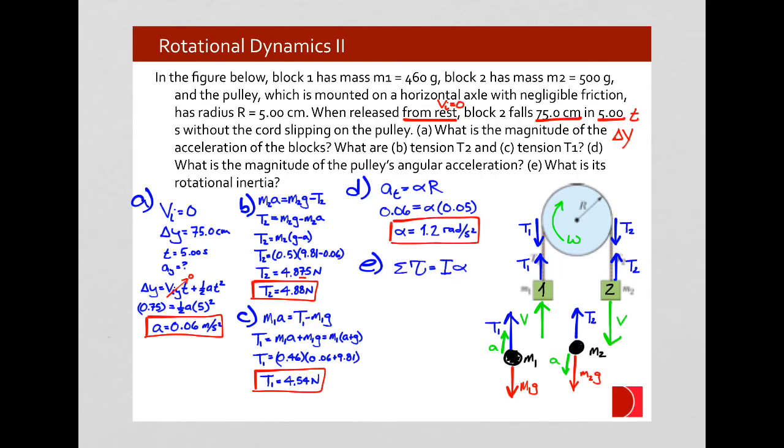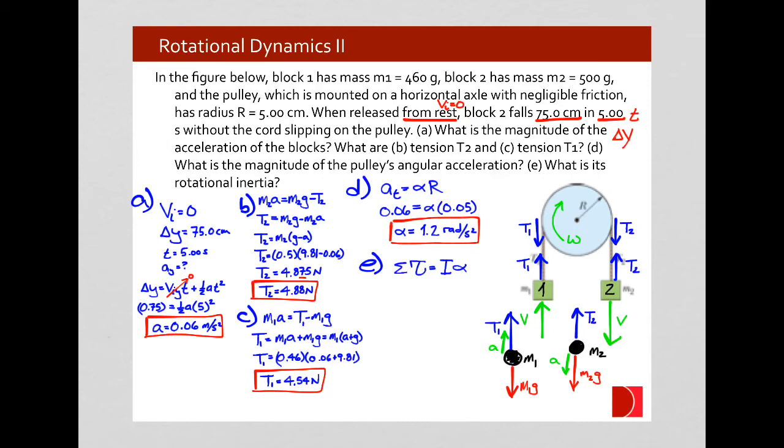the pulley. We see that there is a torque, that the force T2 is acting at a distance from the axis of rotation, so T2 will create a torque. T1 is acting at a distance from the axis of rotation, so T1 will create a torque. If the pulley itself has a mass, that mass would be downwards, but that mass would be applied at the axis of rotation and thus would not create a torque.